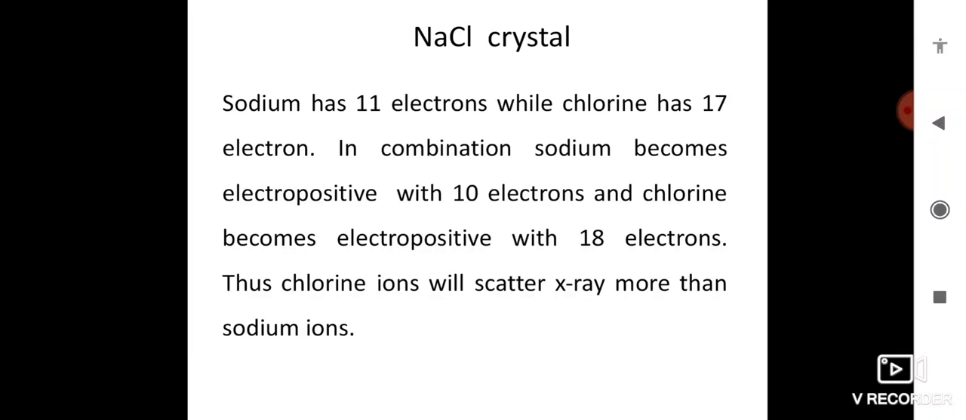Here in both the cases, electropositive and electronegative ions are formed, and the scattering of X-rays depends on the number of electrons of the ions.